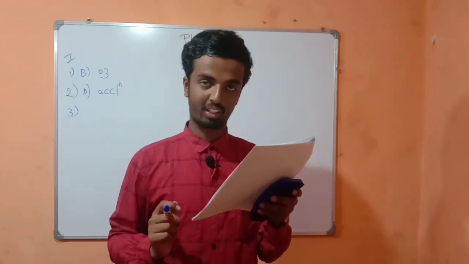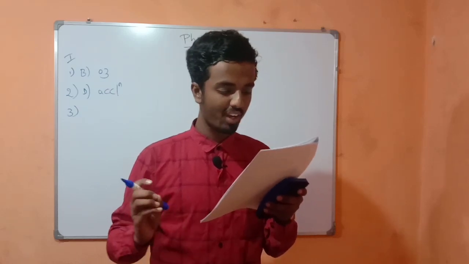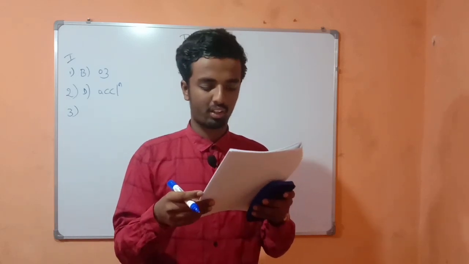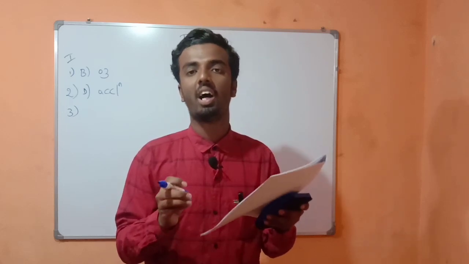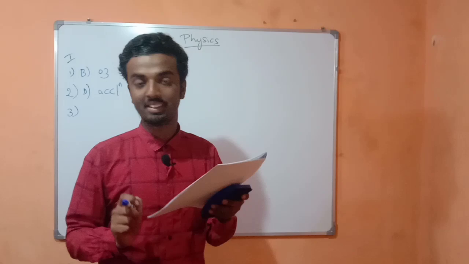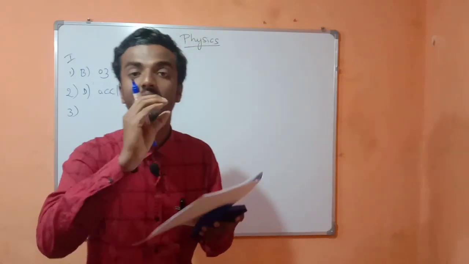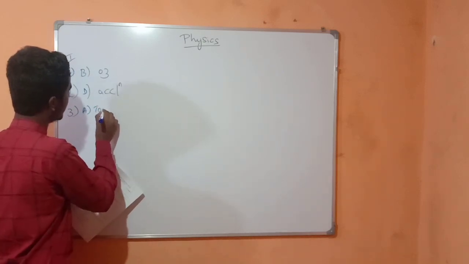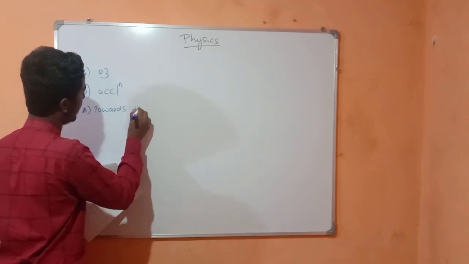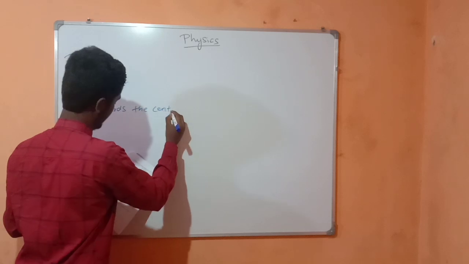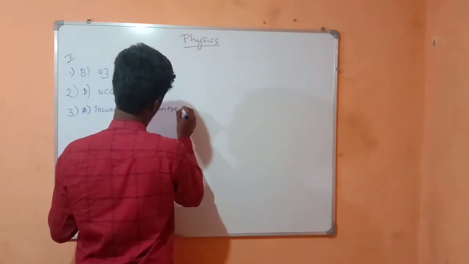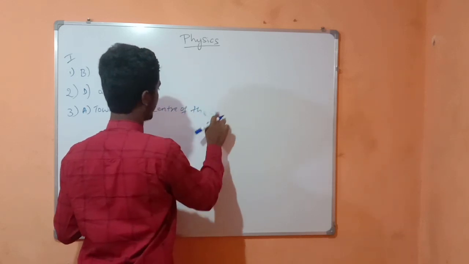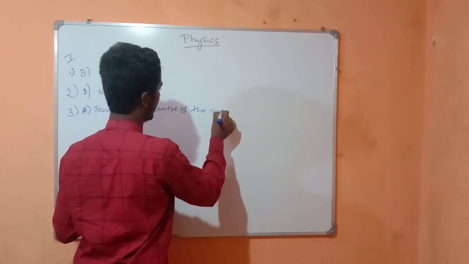Along the tangent to the circle is the wrong option. Option C, away from the center of the circle. Away from the center is wrong, and the perpendicular to the plane is also wrong. So B, C, D are the wrong options. The correct answer is option A, towards the center of the circle, children.